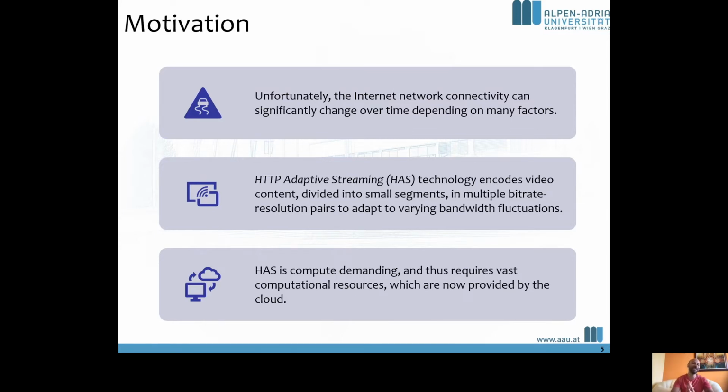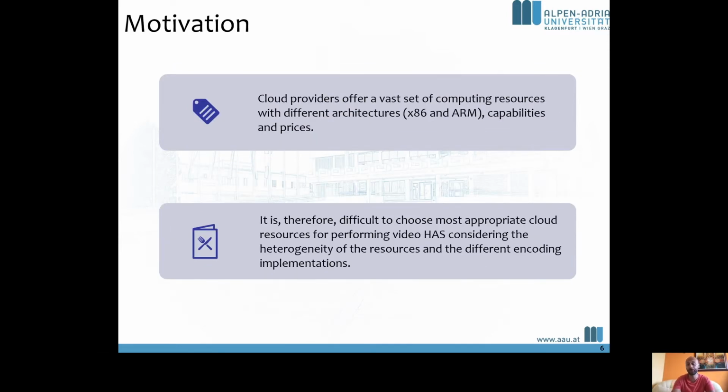But you should be aware that HAS is compute demanding and thus requires vast computational resources, which currently, of course, are provided by the cloud. But this does not solve our problems because the cloud providers can offer a large set of resources with different architectures. With the popularity of ARM, now we have x86 and ARM instances, and there are many instances with different capabilities and different prices. Amazon offers hundreds of different instances optimized for computing or for memory, based on the different architectures, and all of them have different prices.